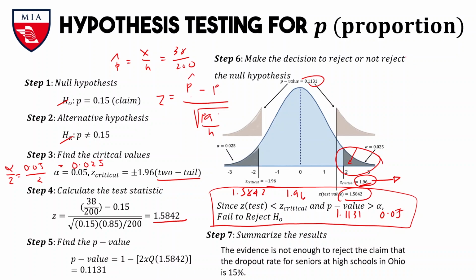Okay, but in terms of the p-value, always remember to follow the condition. So no changes about the p-value condition. If it is greater than alpha, fail to reject. If it is less than alpha, reject the null hypothesis. Okay?